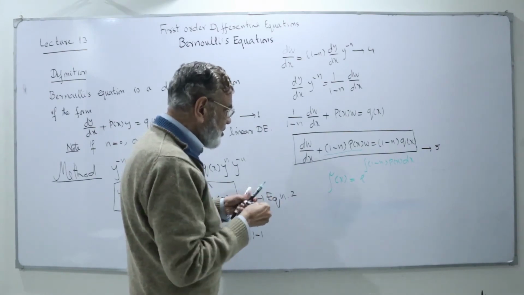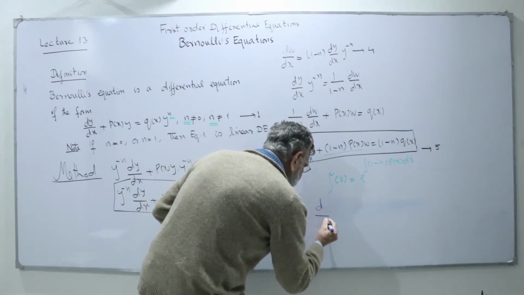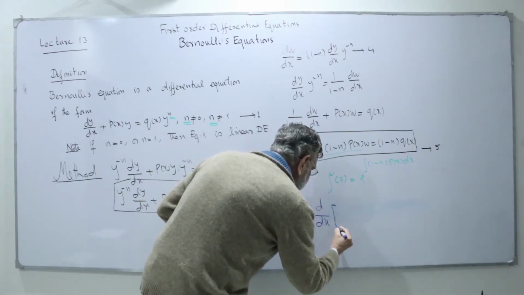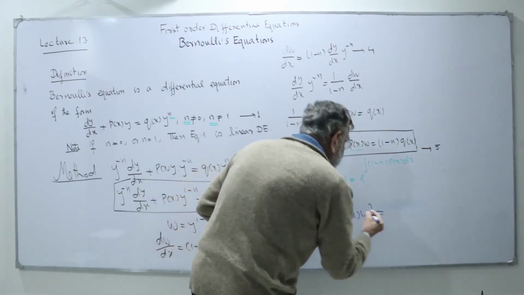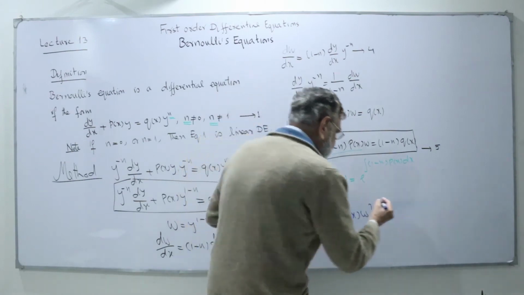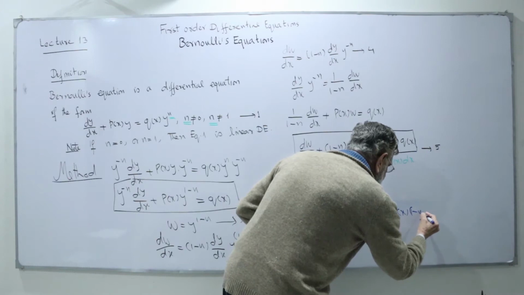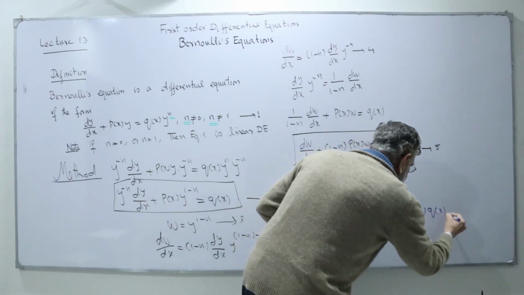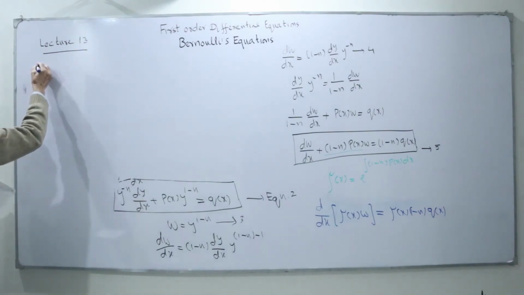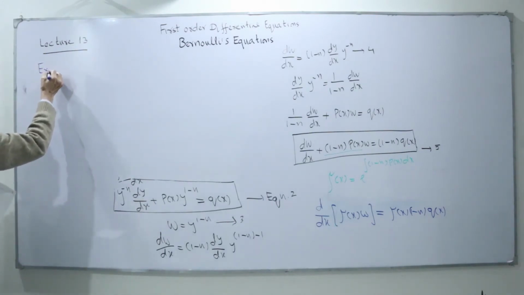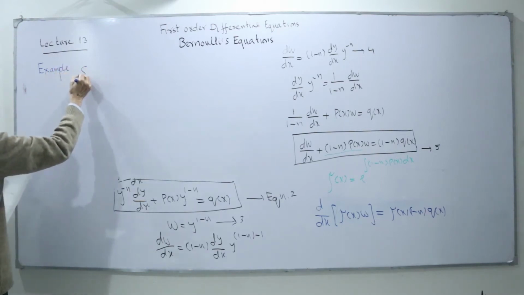My solution in this case will be d by dx of the integrating factor mu of x into w is equal to the integrating factor mu of x into my right hand side, 1 minus n into q of x. I integrate it and I will get my solution. I take an example to explain this application, how we can solve the Bernoulli equation.